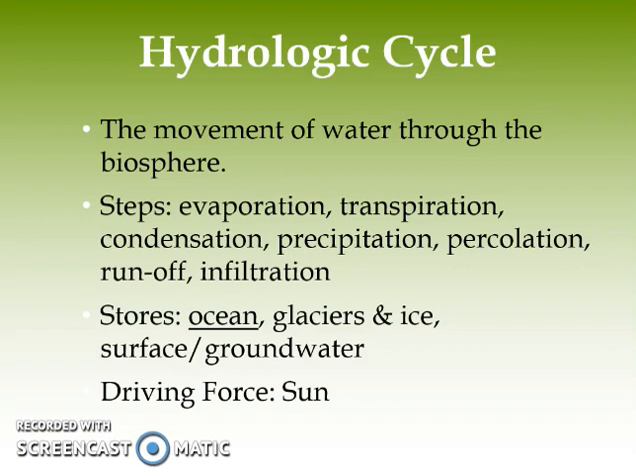The driving force behind the water cycle, of course, is the sun, and then stores. Stores are where the vast majority of that compound or molecule is at any given point. So the number one store for the water cycle is the ocean. 97% of the water on Earth is in the ocean. So that would be the major store. Glaciers and ice being the second one, which is about 2%, and then our surface water and groundwater, which is much less than 1%, but is also a smaller store.